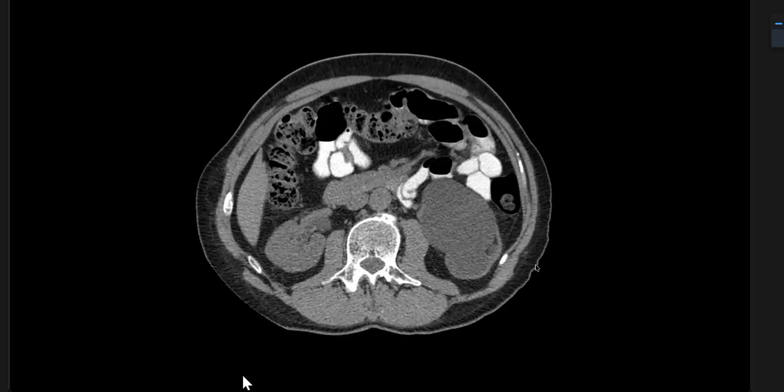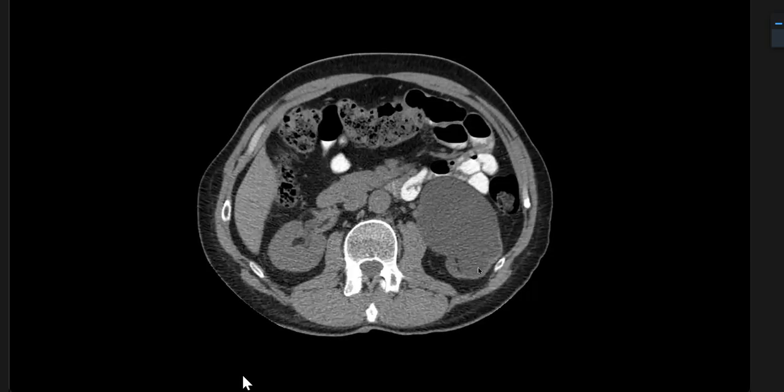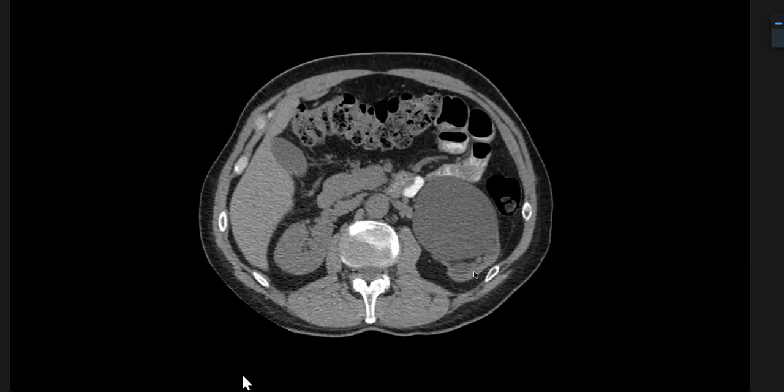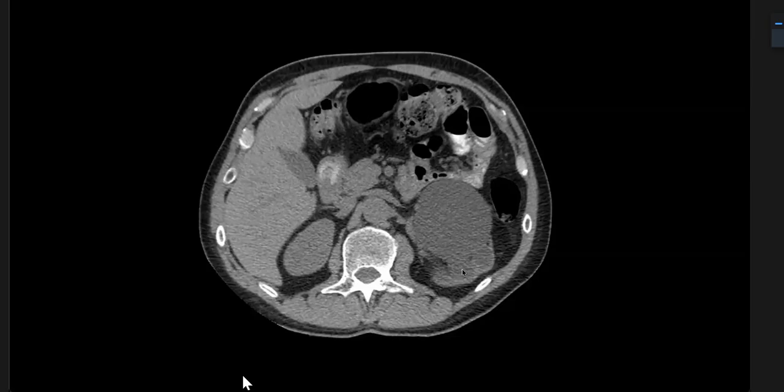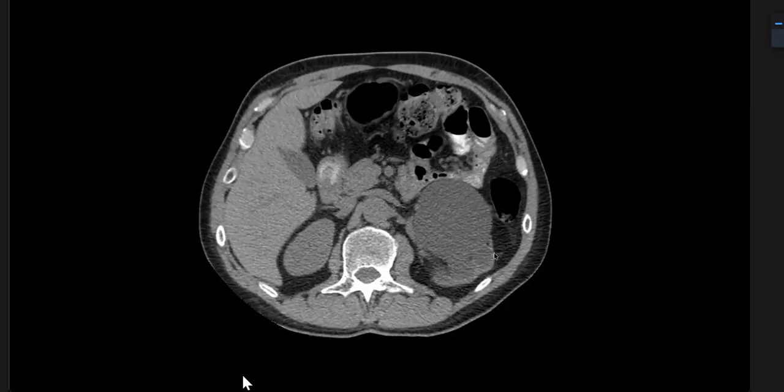Yes, this one, here. Okay. This is a large cyst. I think the right kidney is compressed. And I want to see the coronal images, which will be more obvious if coronal images are available.